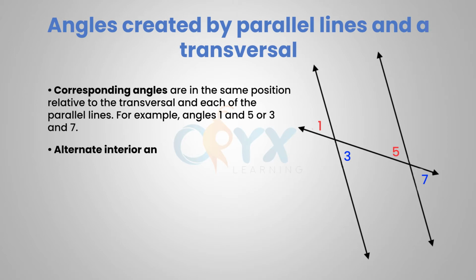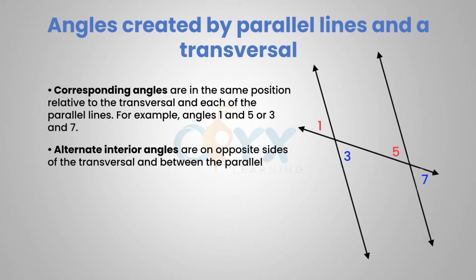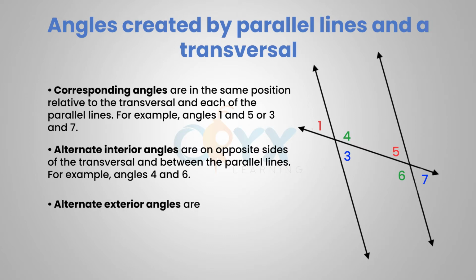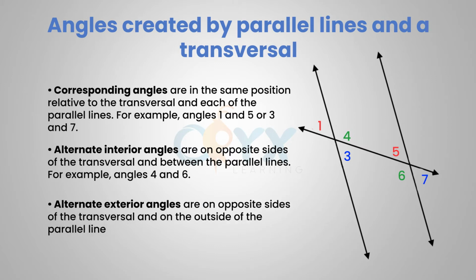Alternate interior angles are on opposite sides of the transversal and between the parallel lines. For example, angles 4 and 6 would be alternate interior angles. Alternate exterior angles are on opposite sides of the transversal and on the outside of the parallel lines. For example, angles 2 and 8 would be alternate exterior angles.